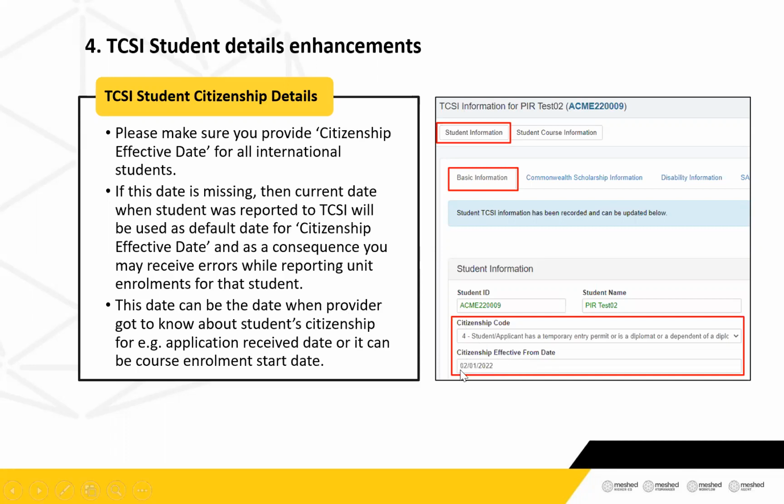For international students, if you keep this date as blank and you complete reporting to TCSI, at TCSI end they by default set that date to the current date. So because of that, you may receive errors when you report unit enrollments. So that's why the key pointer to note for international students: always provide this date over here. Okay.